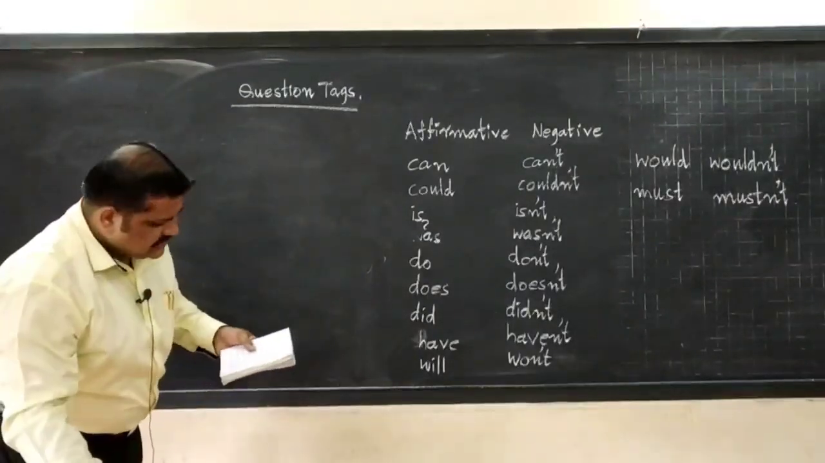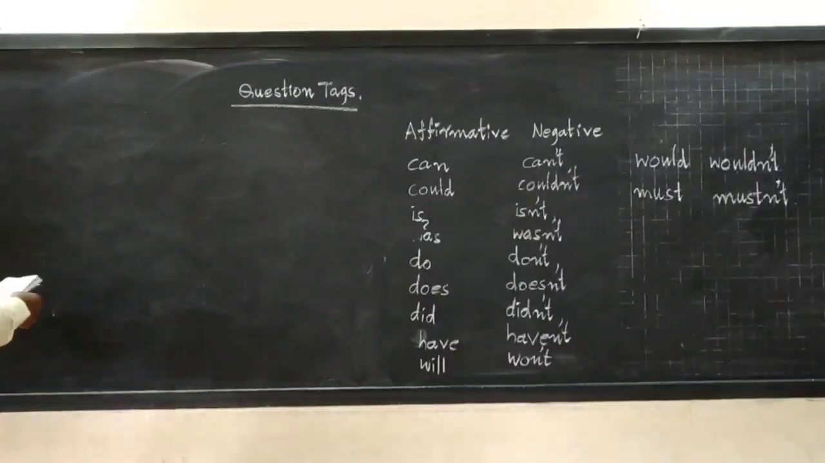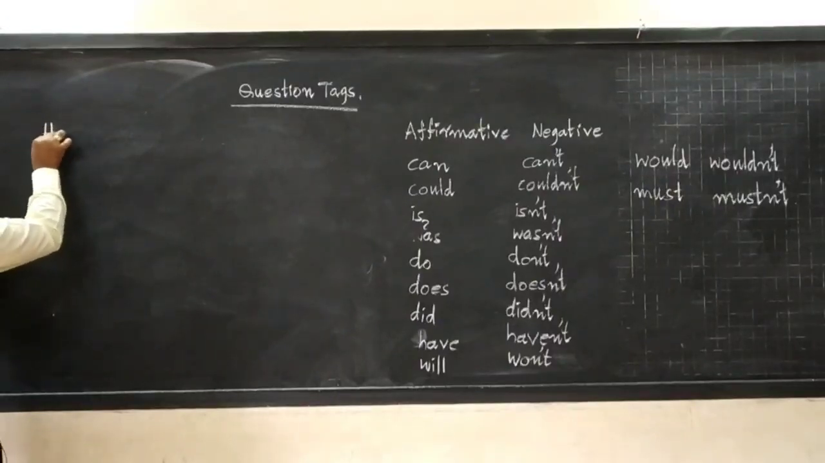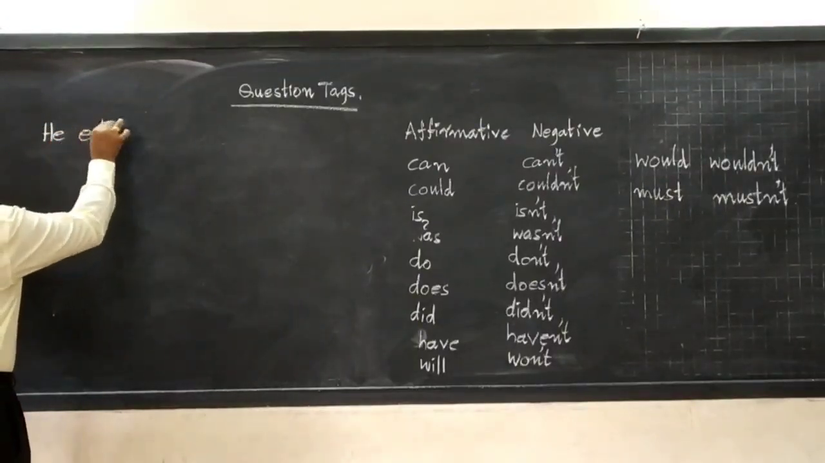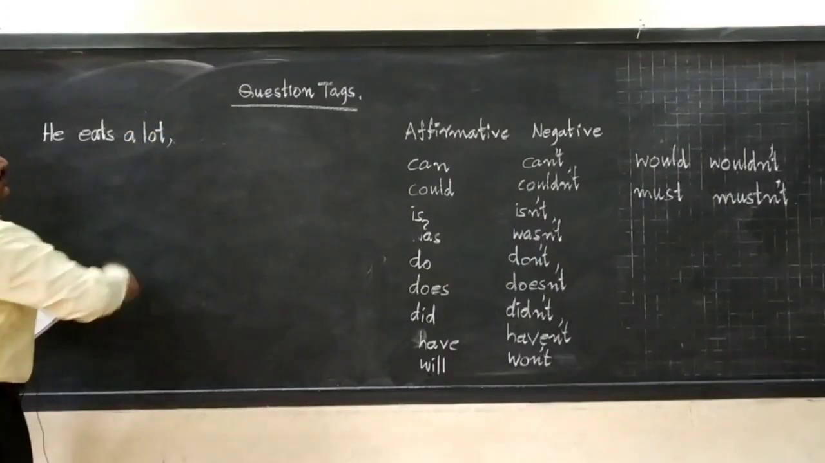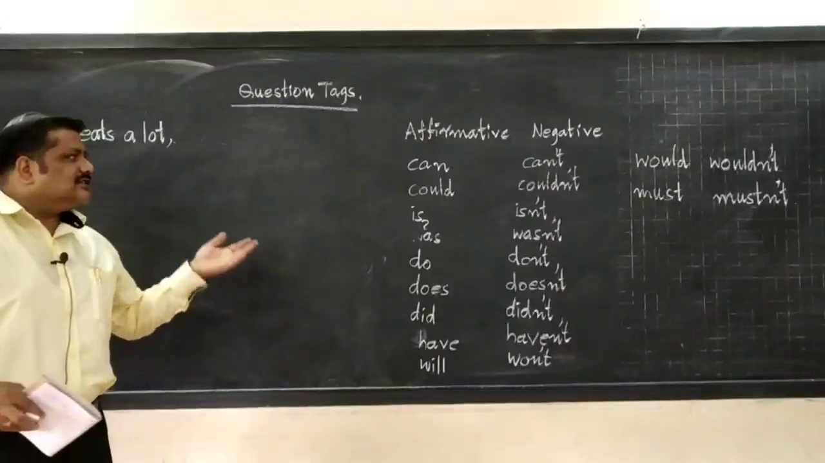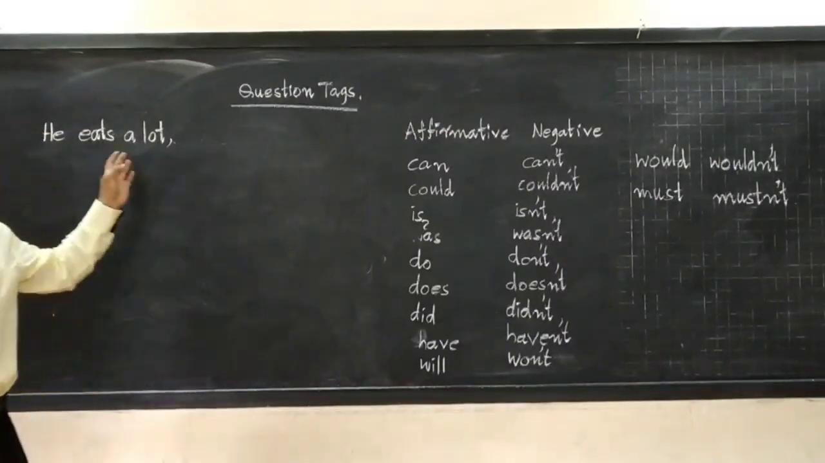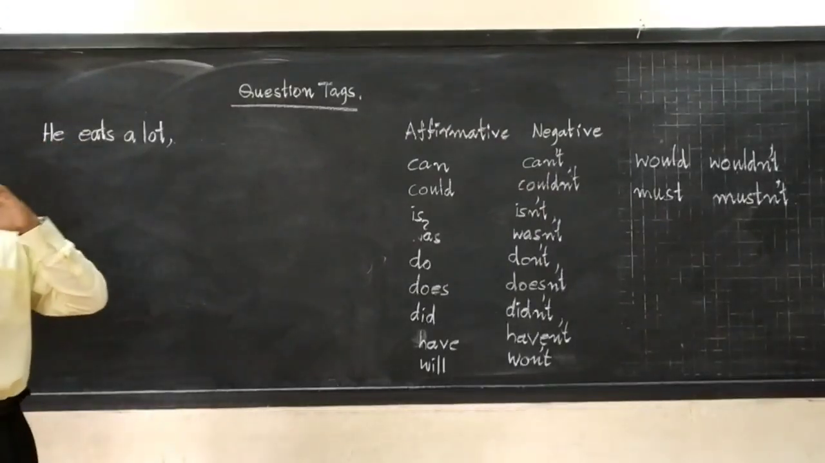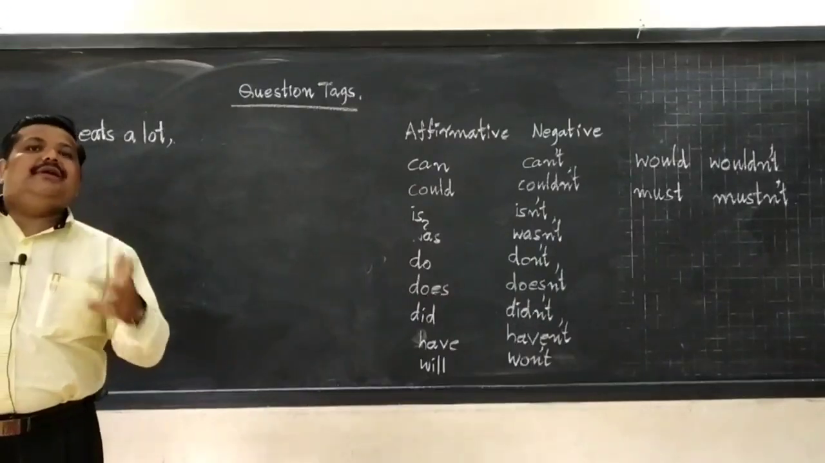See, let's try a few more examples. Another example is: he eats a lot. See this. The previous examples were very easy because the answers were there itself. But here there is an answer, but it is hidden. It is hiding behind some word, and you have to find out what word it is.